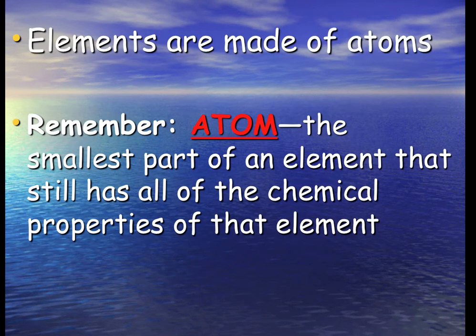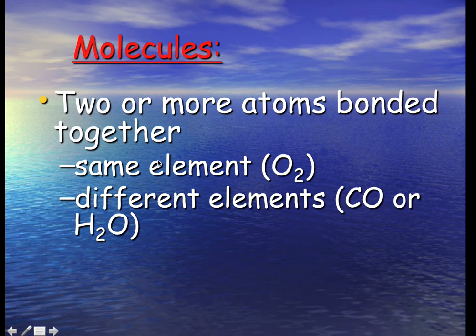So elements are made up of atoms, and that should be a review of Dalton's atomic theory. And the atom is the smallest part of an element that has all the chemical properties of that element. Molecules are two or more atoms that are bonded together. We often reserve the word molecules for covalently bonded substances, and that'll be our next unit when we talk about covalent and ionic substances. So we have the same element, oxygen, which is O2, so it is sharing two pairs of electrons. It is a double bond between the two oxygens.